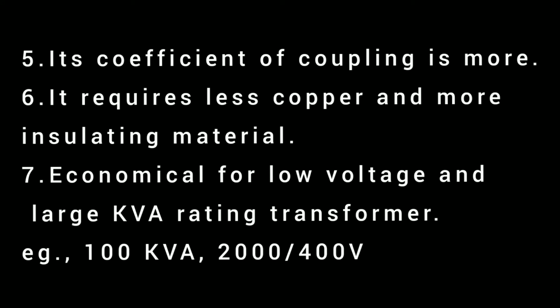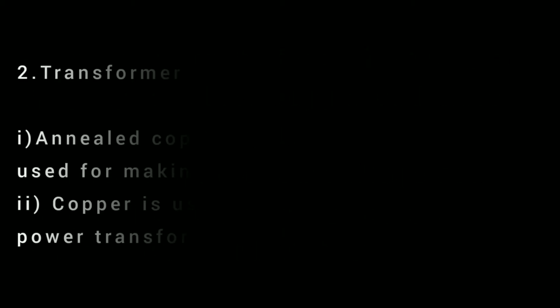Next point is its coefficient of coupling is more. Then it requires less copper and more insulating material. And it is economical for low voltage and large kVA rating transformer. And 100 kVA, 2000/400 volt is an example for this shell type transformer. Then next we can discuss about the transformer windings.